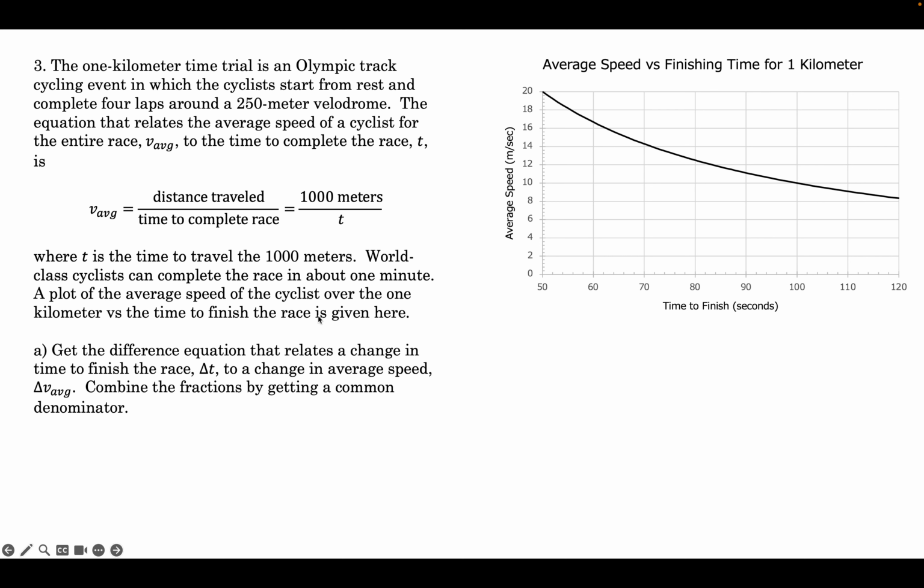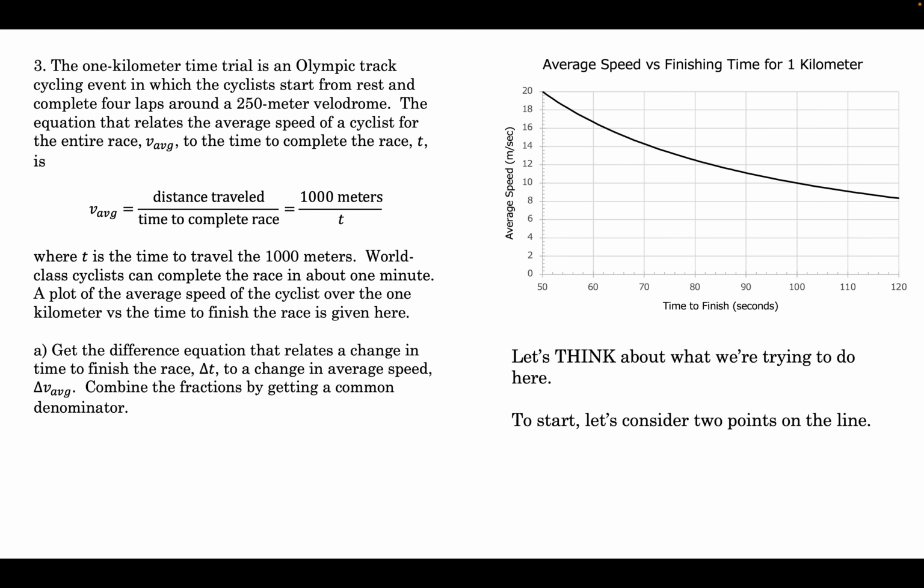Get the difference equation that relates a change in the time to finish the race, delta t, to a change in the average speed. Combine the fractions by getting a common denominator. So let's really think about what we're trying to do here. If we go, say, 3 seconds faster, how much does our average speed over the race change? We want to get a relationship between the change in the average speed over the whole race and the change in the time to complete the race.